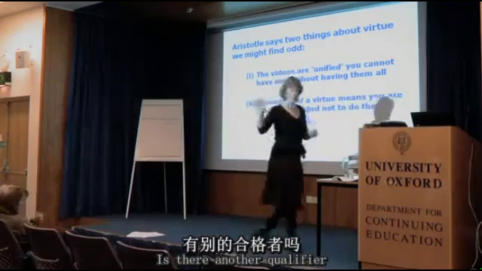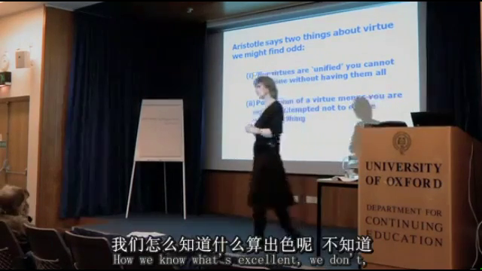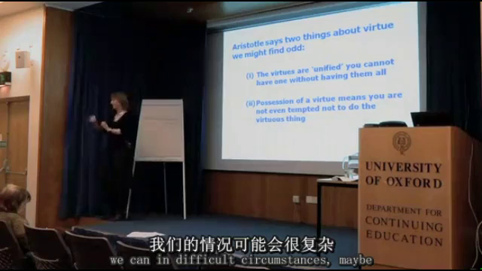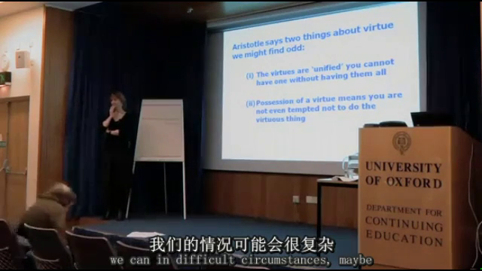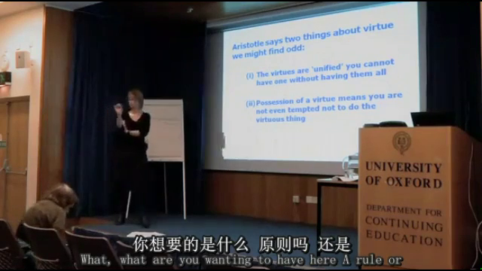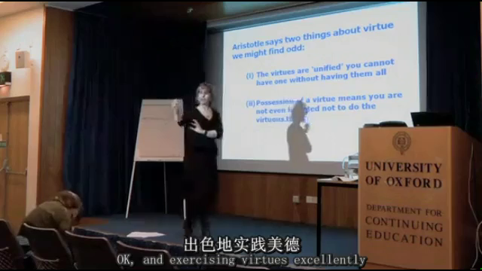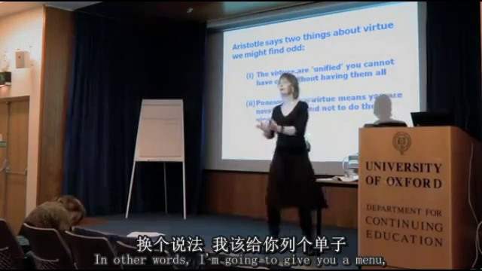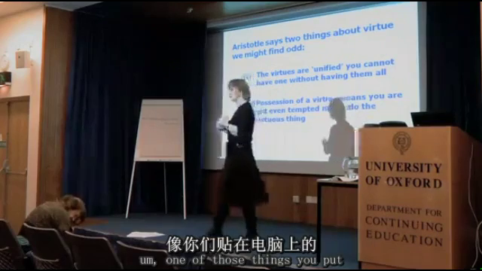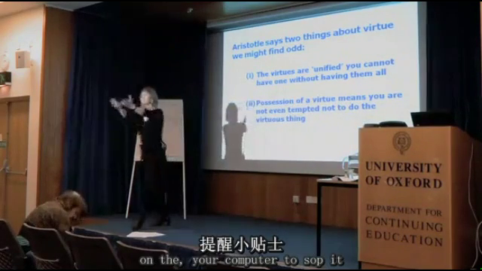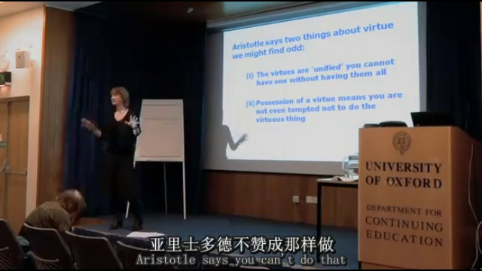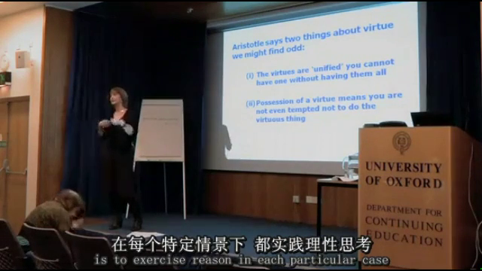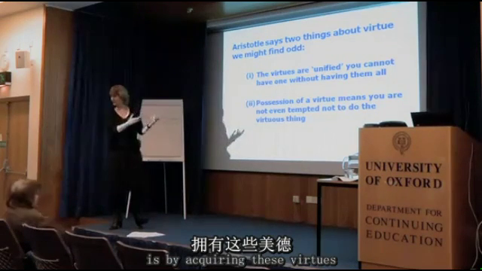Is another qualifier. Well, I know it is, but why is there a problem with... how do we know what's excellent? We don't. We have to exercise our own reason as best we can in difficult circumstances. What are you wanting to have here? A rule? Do you want me to say, OK, exercising the virtues excellently is doing this, this, this, this, this? In other words, I'm going to give you a manual, one of those things you put under your computer, a manual on how to act morally. Aristotle says you can't do that. The only way you can act morally is to exercise reason in each particular case. And the only way you'll do it well is by acquiring these virtues.